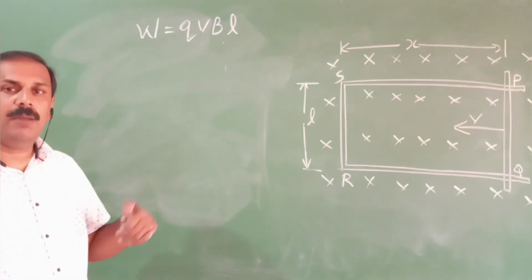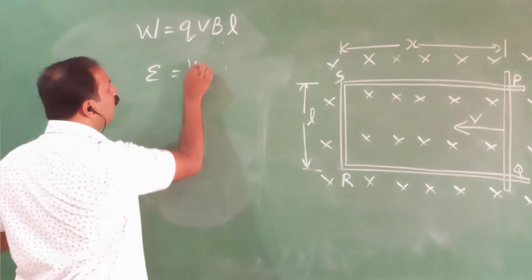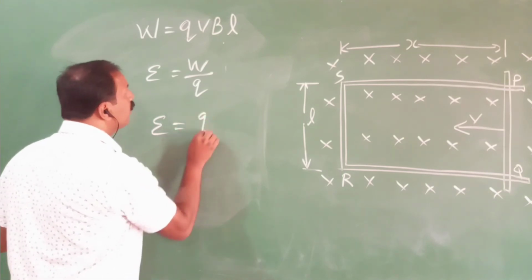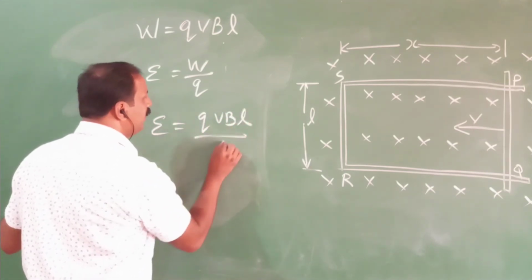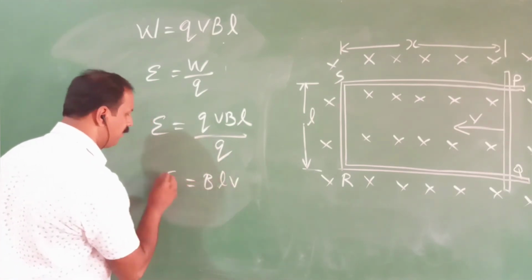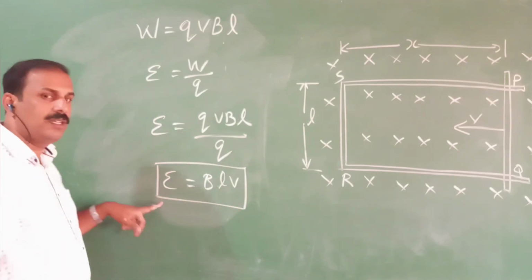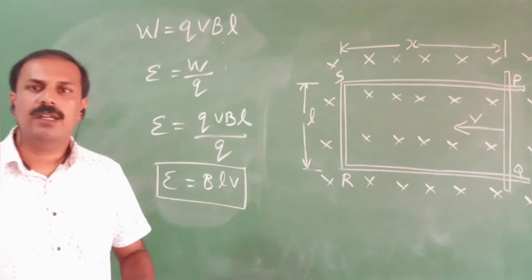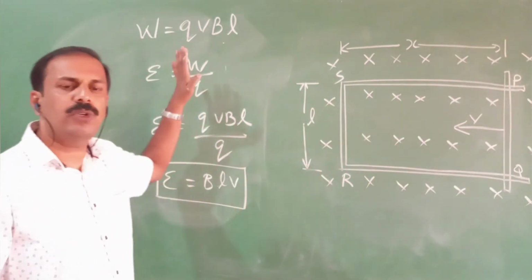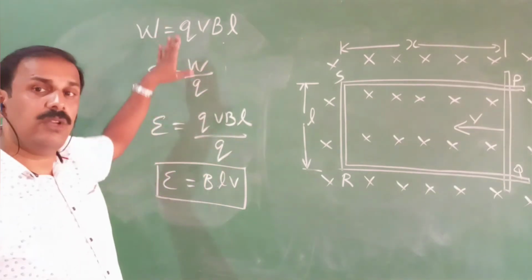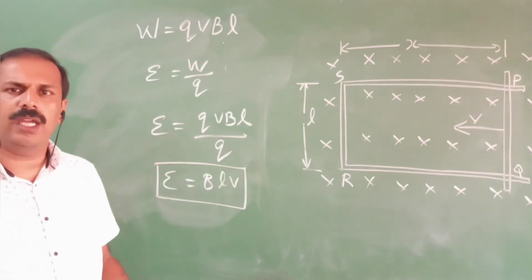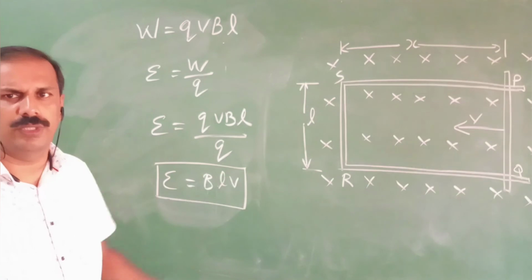Now what is our EMF? EMF is given by work done divided by charge Q. So the EMF is QVB into L divided by Q, that is, EMF is given by BLV. Same thing. So the equation EMF equals BLV we can get in two ways: one by considering the velocity, or by considering the work done, and you will get the same equation. For your examination, if you write the first method it's okay, and if you know this second one also, it's again good.